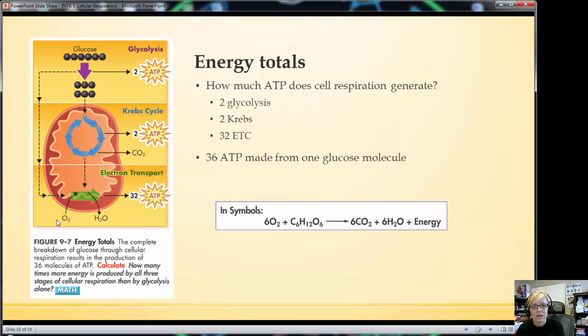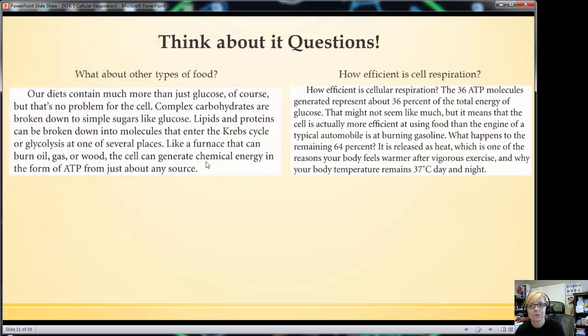Maybe on your test I'll white out these, and you're going to have to fill them in. I could white out the reactants and the products. That actually sounds like a really good short answer question, so maybe I'll do that. So make sure you really study this diagram, okay?